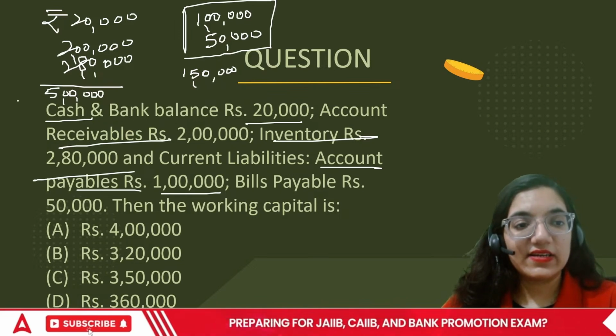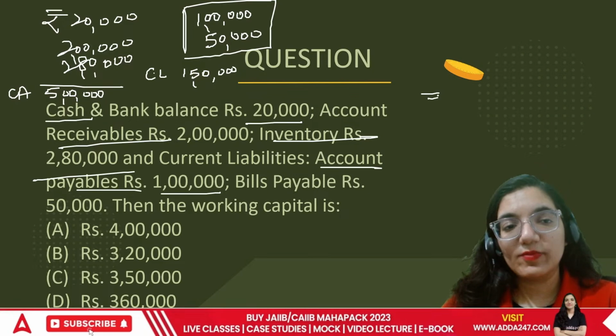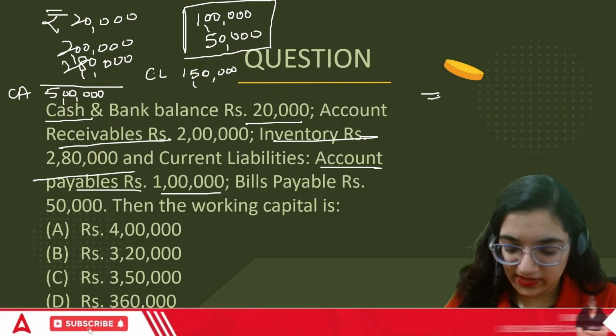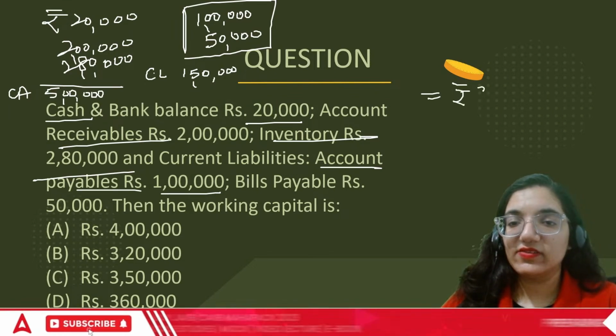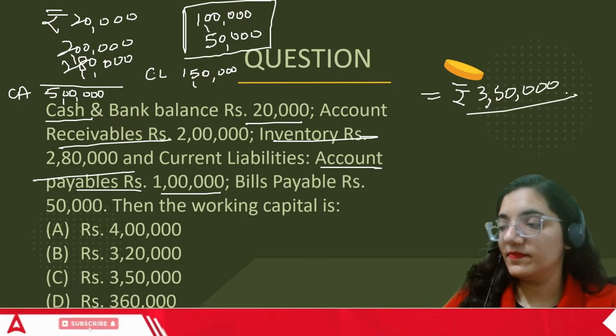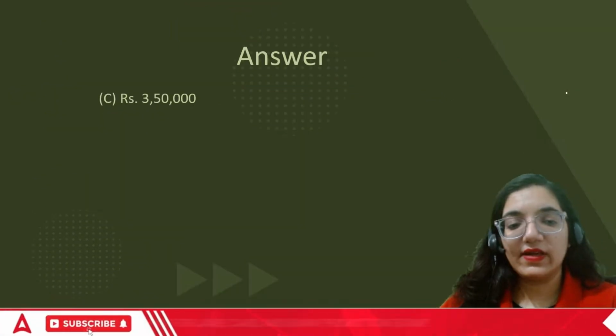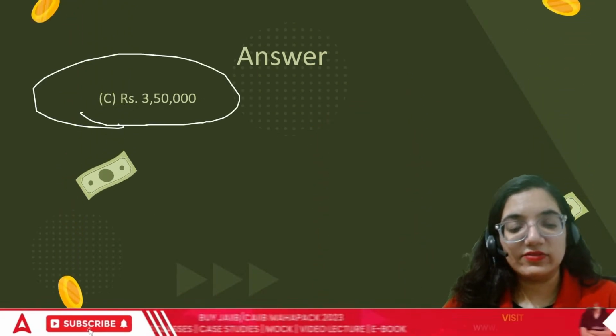This is our current assets and this is our current liabilities. So the correct answer would be 5 lakh minus 1 lakh 50, which turns out to be rupees 3,50,000. The correct answer would be 3,50,000.